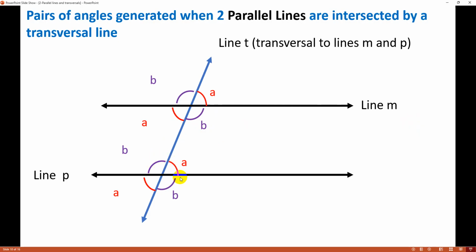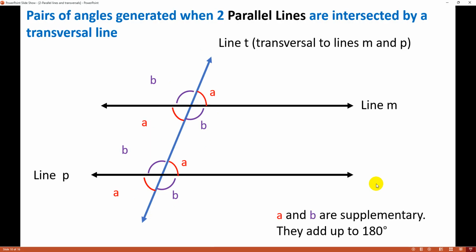If A is 60, B is 120. And now if we know both of them, we know all of them because there are only A and B angles in this graph. So now if A is 60, B is 120, A is 60, B 120, and so on. So again, once you know one of these angles, you know them all. That's a very important property we have to remember of parallel lines intersected by a transversal.